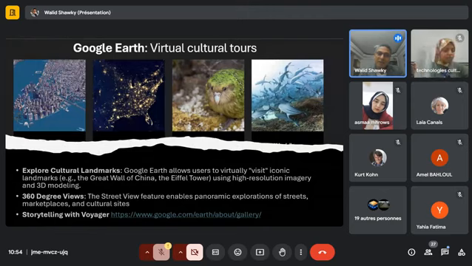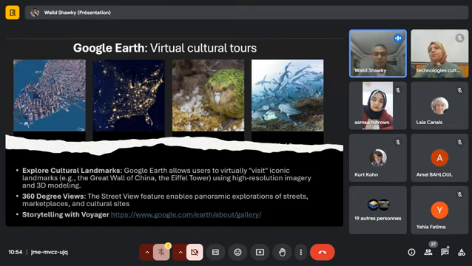You actually give students a real sense of the culture of the place. It's not just hearing or watching something about it, it's actually being in the place. Okay, so try to use this technique, Google Earth virtual cultural tours. It's very important and it's very effective.